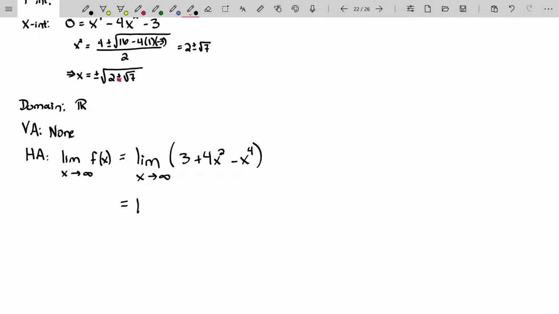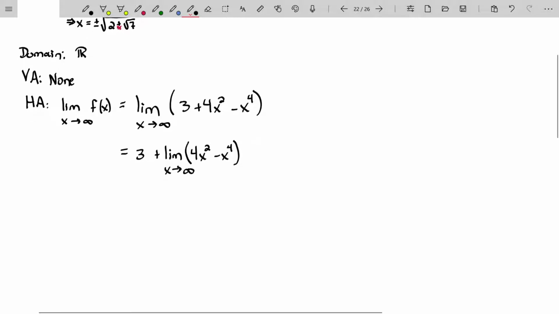This is the same thing as the limit, using limit laws, this is 3 plus the limit as x goes to infinity of 4x squared minus x to the fourth. Of course that would be infinity minus infinity, but I can actually factor here. That's often what you want to do in these situations. So I can factor an x squared off of both these.